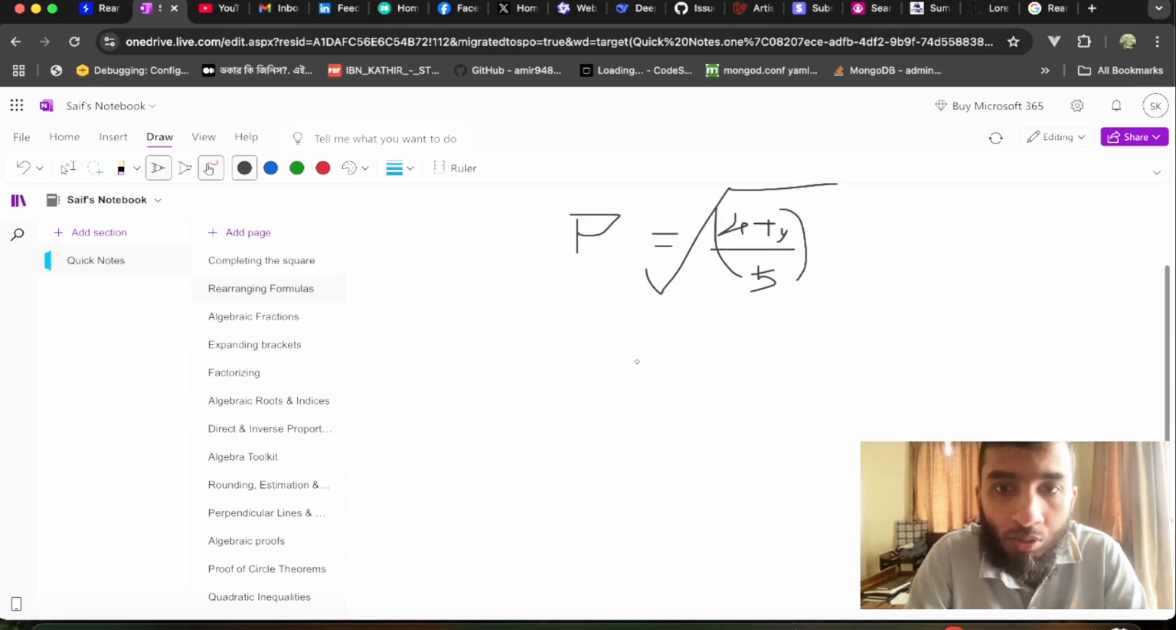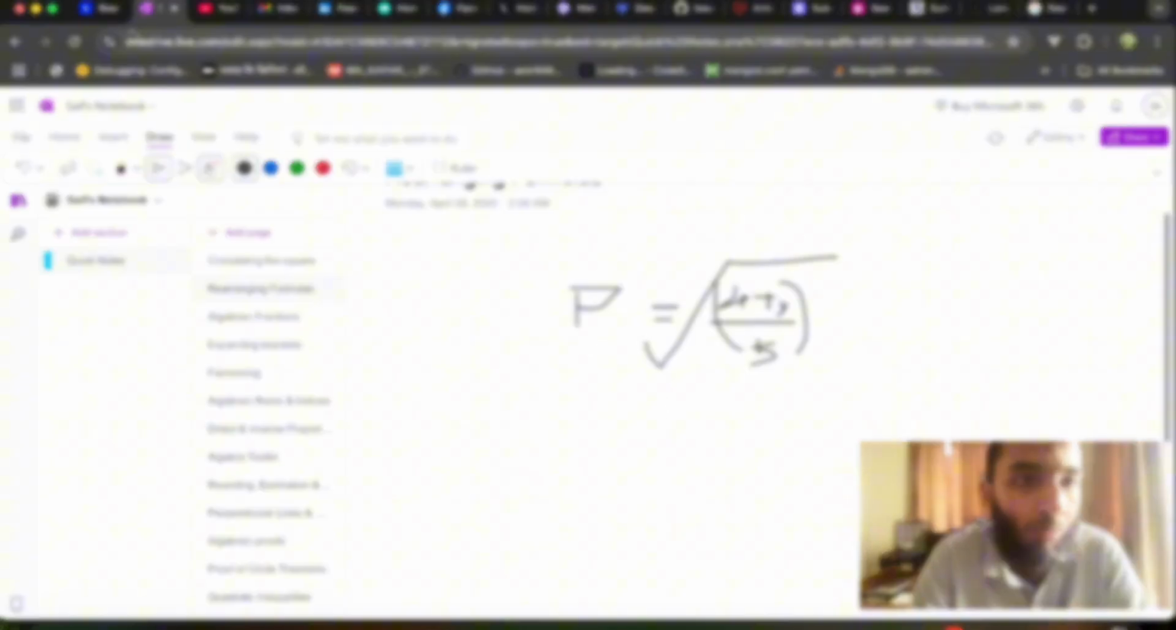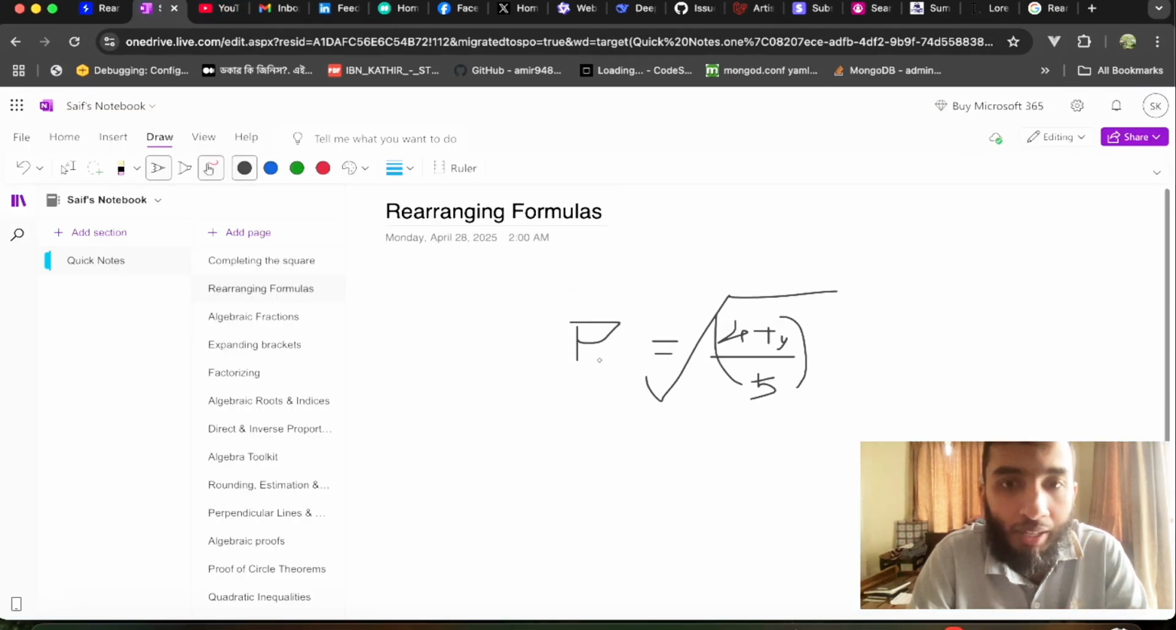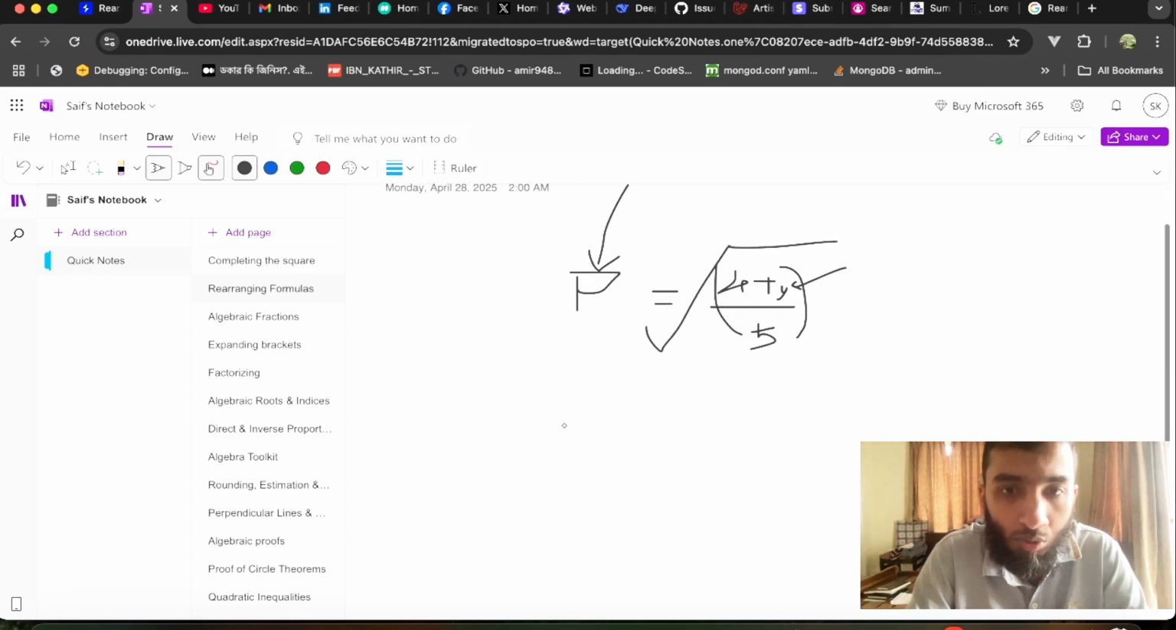So how can I change the formula? You have to make y the subject of the formula. What is the subject of the formula right now? Right now the subject of the formula is p, which is on the left hand side. So how can you make y the subject? First you have to take out the root. So if I square both sides, what do I get? p square equals x plus y divided by 5.